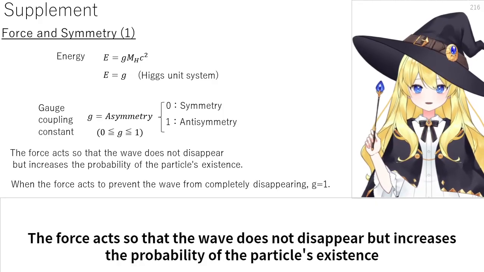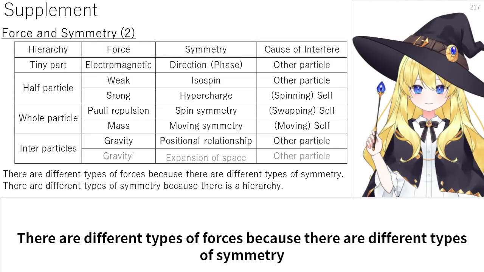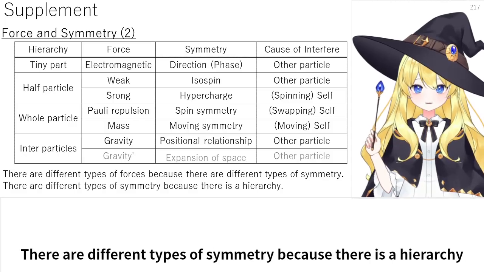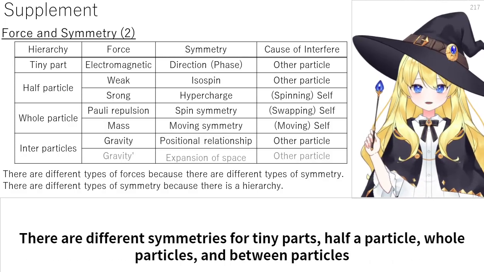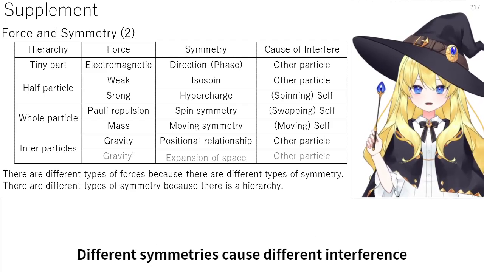The force acts so that the wave does not disappear but increases the probability of the particle's existence. When the force acts to prevent the wave from completely disappearing, G1. There are different types of forces because there are different types of symmetry. There are different types of symmetry because there is a hierarchy. There are different symmetries for tiny parts, half a particle, whole particles, and between particles. Different symmetries cause different interference.